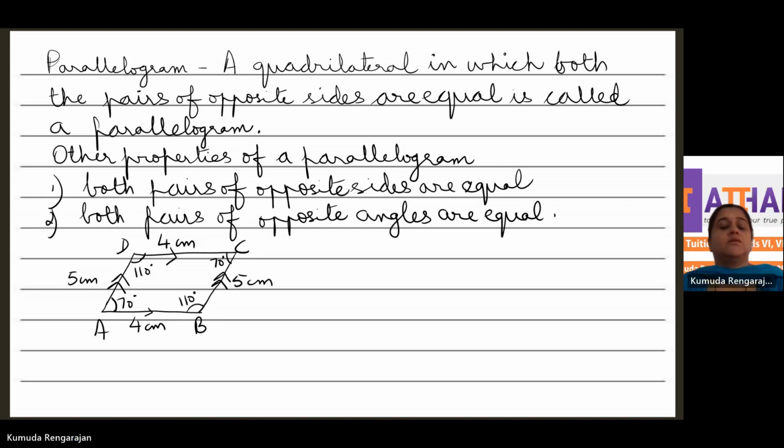So a parallelogram is a quadrilateral. Why is it a quadrilateral? Because it has four sides. Any four-sided polygon is called a quadrilateral. Now, what is a parallelogram? A parallelogram is a quadrilateral in which both the pairs of opposite sides are parallel.